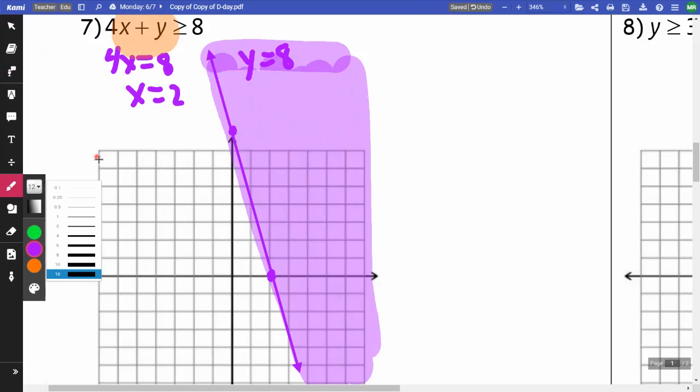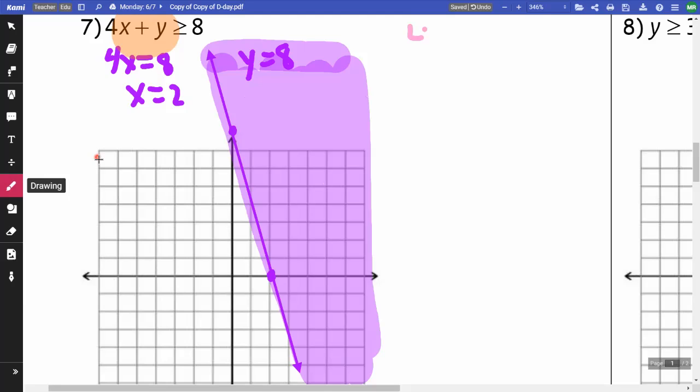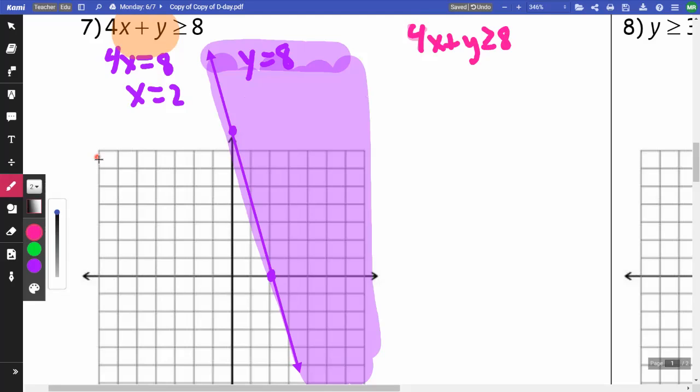If you don't feel comfortable doing it that way, then what you can do, and I'll do this in pink, is take this, let me do it in a darker pink, take this and get it in Y form. So minus 4x, and when I minus 4x, that does not change the direction of my inequality. So you see I have my y-intercept at 8, which is what I had before, and I'm going to go down 1, 2, 3, 4 over 1, 1, 2, 3, 4 over 1. You see I got the same line.